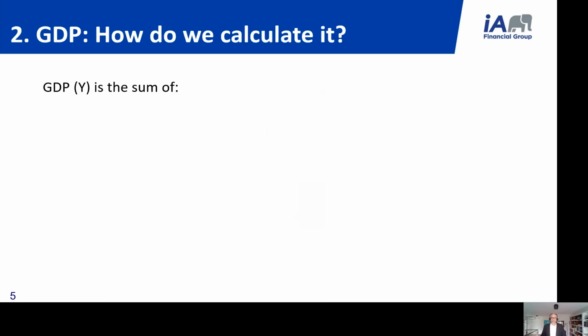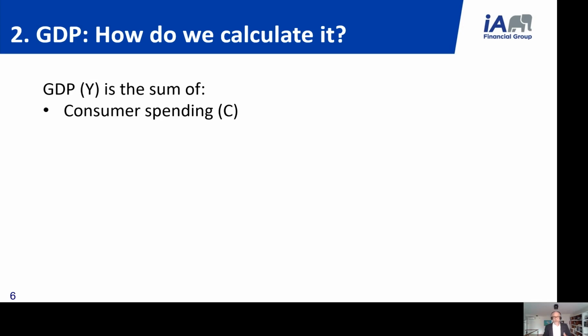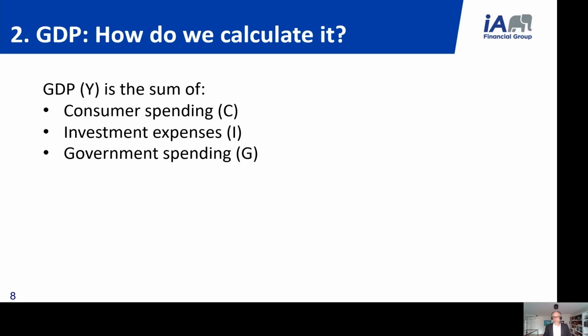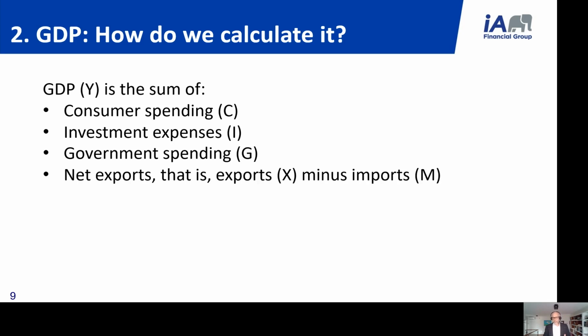So how do we calculate GDP? There will be one equation here and one only. This is the formula for GDP that anyone who's had an economics class in his life has learned. GDP, the letter Y, is the sum of consumer spending, C, investment expenses, I, government spending, G, and net exports, that is exports, X, minus imports, M. So that gives you this equation here, and this is the only equation that you're going to see in this material. So GDP, Y, equals consumption plus investment plus government spending plus net exports.